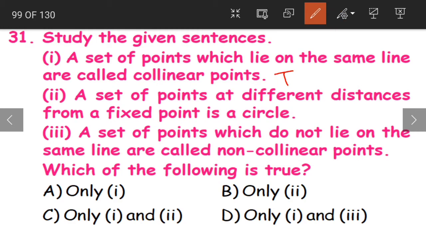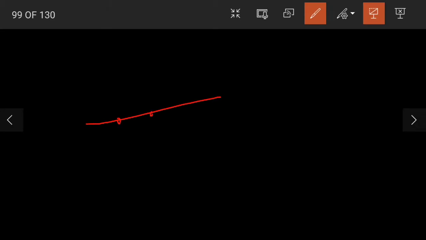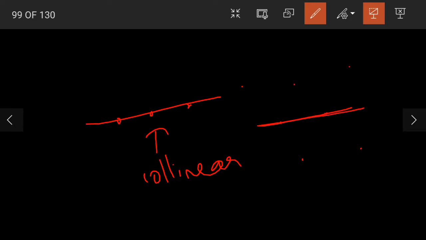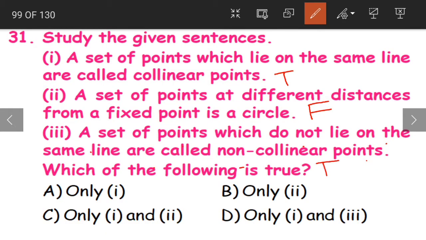So statement 2 becomes false. Coming to statement 3, a set of points which do not lie on the same line are called non-collinear points. What did I say? When we have a set of points which are on the same line, we call them collinear points. Now, if we have a set of points that do not lie on the same line, what will they be called? They will be called non-collinear, the opposite of collinear. So, again, statement 3 is true.